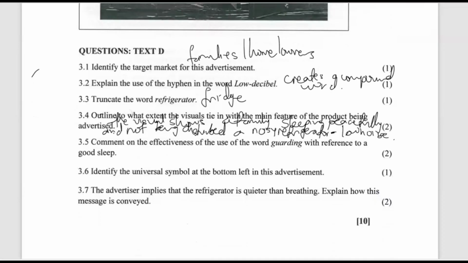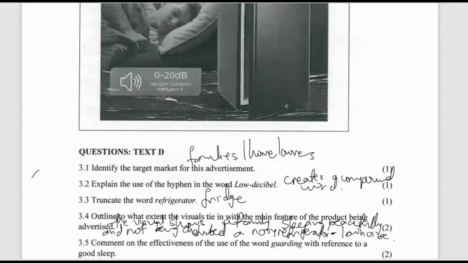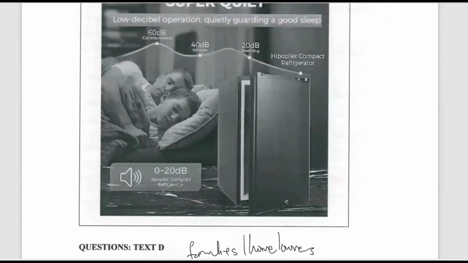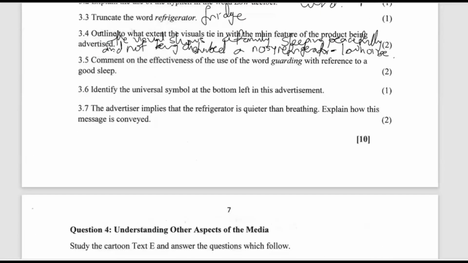Comment on the effectiveness of the use of the word guarding with reference to good sleep. Protection is what comes out when we say guarding. So in this instance, let's look at how it was used quickly. Quietly guarding a good sleep.